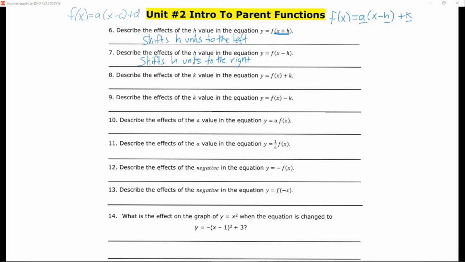Describe the effects of k. k is on the outside. So we're going to notice how we're going to have plus or minus k. All this really does is, plus k moves the function up and minus k moves the function down. So when it says plus, it moves it upward, and minus moves it downward. So here we have: it shifts k units up or k units down.